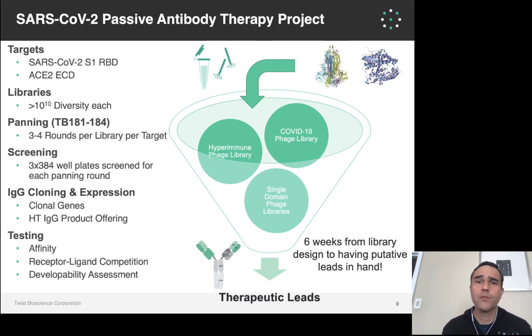We did 3 or 4 rounds of panning against each target, picked a number of 384-well plates and did phage ELISAs. We took all of those unique clones, quickly synthesized them at Twist, and then used our high-throughput Alpha product I talked about before to make large numbers and small amounts of antibody for initial testing. We put them through a battery of different affinity, receptor ligand competition, as well as developability assessments. And within 6 weeks, we actually had putative leads in hand.